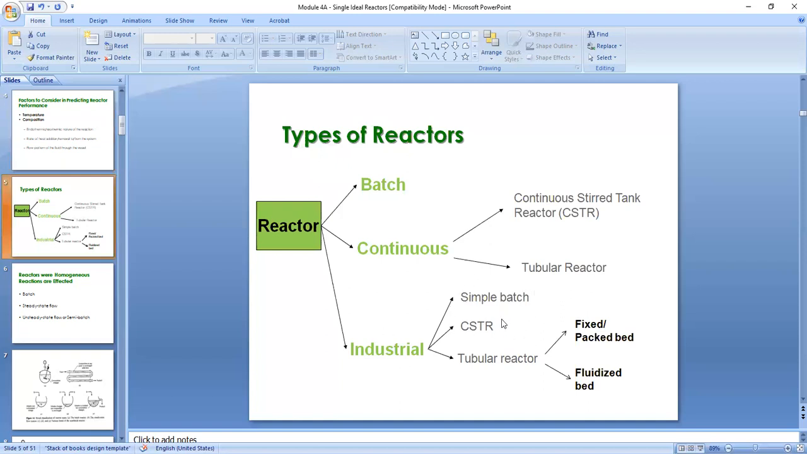We can also have an industrial reactor, which is the CSTR. And we have also the industrial reactors, which could either be having beads inside. So we can have the fixed or packed bed reactors. These are tubular in nature. And we can also have the fluidized bed reactor, wherein your system is flowing through a packed bed. So it's said to be fluidized reactor also.